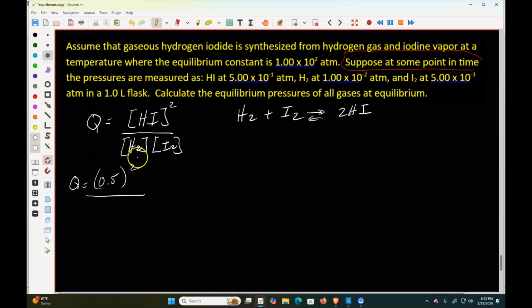The H2 is 1 times 10 to the negative 2, so that's 0.01. And then the iodine is 5 times 10 to the negative third, so Q is equal to 5,000. The problem says that K equals 100. So Q is greater than K. If Q is greater than K, it's going to shift to the left or reverse, okay?